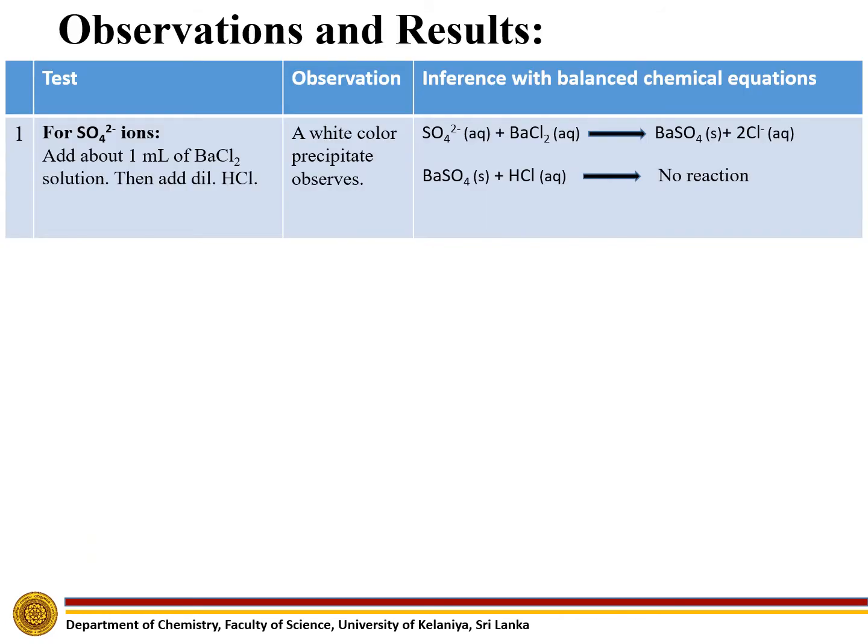Observations and results. For the given sulfate ion solution, when we add barium chloride, barium sulfate is produced. It is a white precipitate. Barium sulfate will not react with dilute hydrochloric acid, so the precipitate stays.